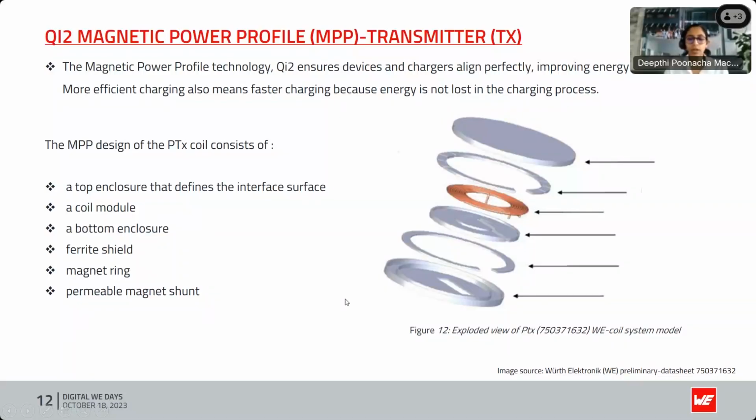The coil consists of the top enclosure and the bottom enclosure. This is an extra additional component in the coil itself. And like I mentioned before, the coil has a magnet array and a permeable shunt magnet to hold the magnetic array pieces together. And then we have the coil itself and also the ferrite piece as well. So all these parts together make up the transmitter coil of the MPP design defined by the Qi standard.